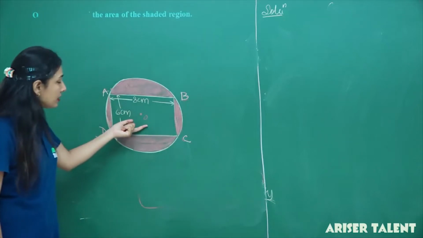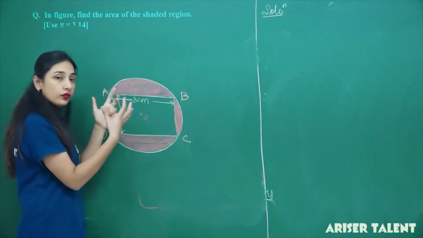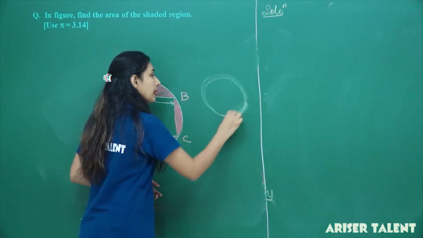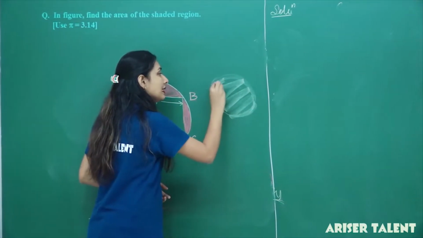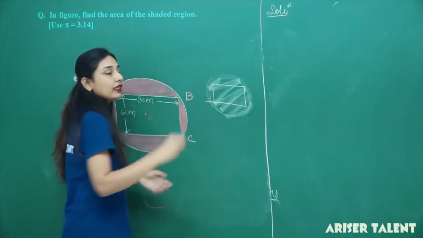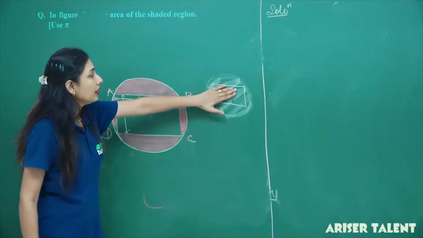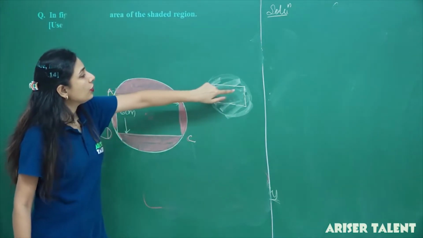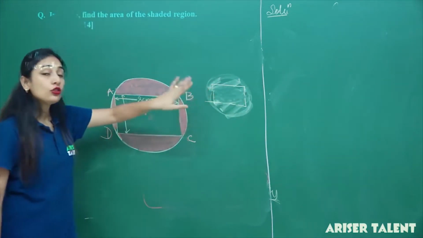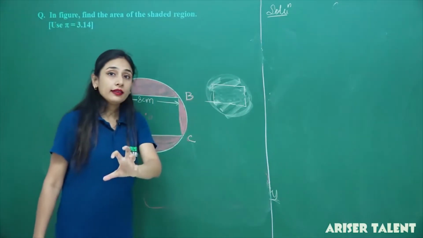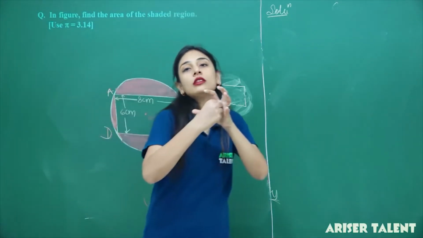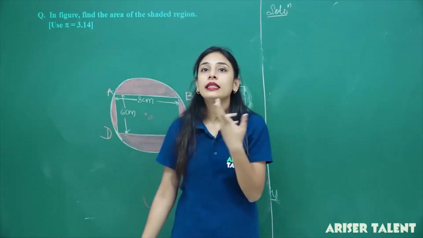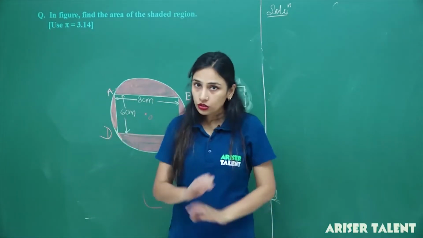We know the area of this rectangle. If I just have this circle and I cut this rectangle from there, that will be something like this. This part will be removed, so you will be having only this part. So what you have to do? You have to take the circle area and subtract the area of the rectangle from it, and here you have your answer. This is so simple, students.